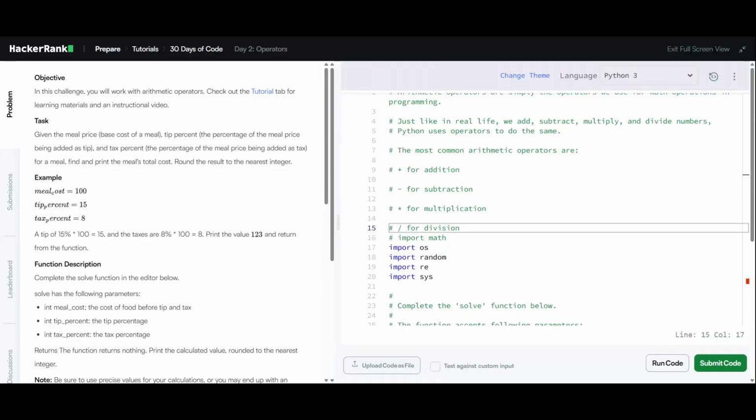This is day 2 of our 30 days of code challenge on HackerRank. On day 1, we learned about data types and taking input. Today, we are moving one step ahead and learning about arithmetic operators, which are used to perform basic calculations in Python. First, let us understand what arithmetic operators are.